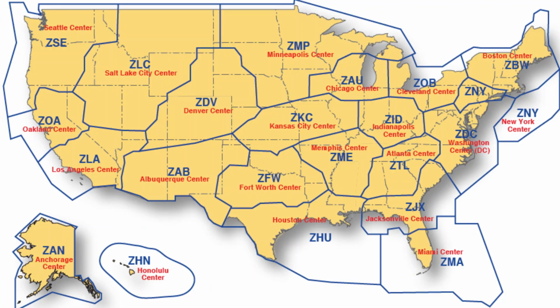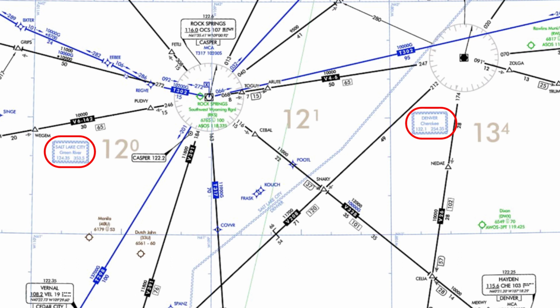Airspace controlling agencies, frequencies, and boundaries are also found on IFR charts. The postage stamps indicate the name of the ATC center and the frequency they are likely to be using in that area. Here is a boundary separating Denver Center and Salt Lake Center airspace.